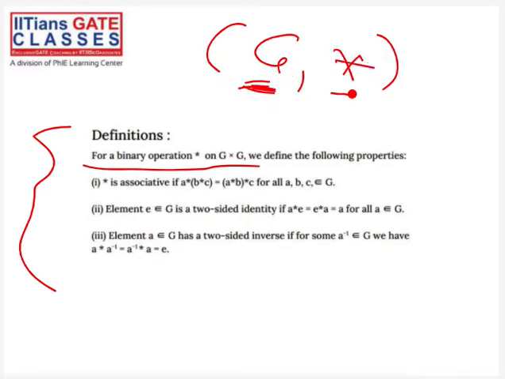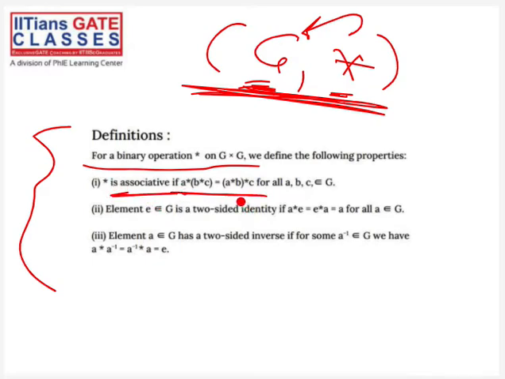This G is your base set and the star is some binary operation that is defined on G. If this is your pair, then the first thing is star is associative if this is the case. So we have already seen this thing, the definition of associativity, the definition of identity element, two-sided identity. What this means? This means A star E must be equal to A, also E star A must be equal to A. So this is the definition of identity element. We have already seen this thing.